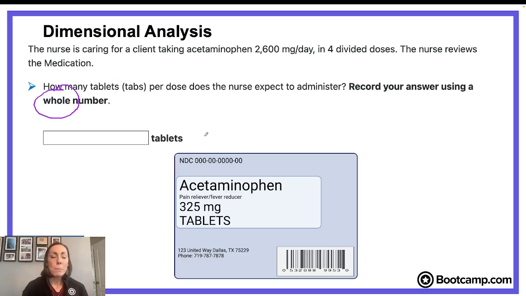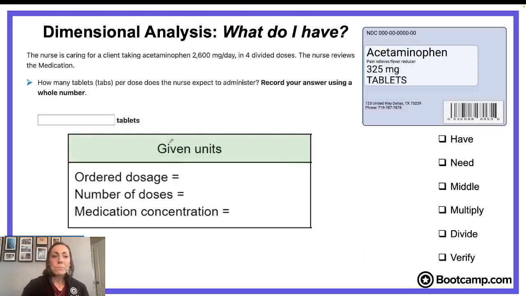This is where you're going to check for your rounding rules to know how you should verify at the end. At the right of the answer blank, you can easily see what you're looking for. It's also up here, but we can see here that we're looking for how many tablets we're going to be given. Okay, so let's apply our dimensional analysis steps.